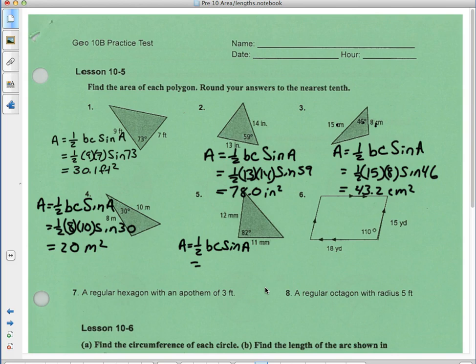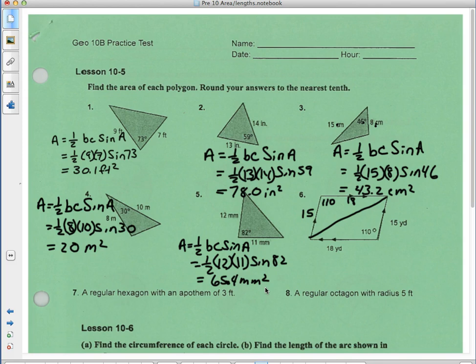Here, and number 5, again, 1/2, 12 and 11, sine of 82. I'm plopping that in my calculator, 65.4 millimeters squared. Okay, my last one here, number 6 with my pictures, isn't a triangle. But remember, in a parallelogram, this is also 110 because opposite angles are congruent, opposite sides of the same measure, and this is also 18.